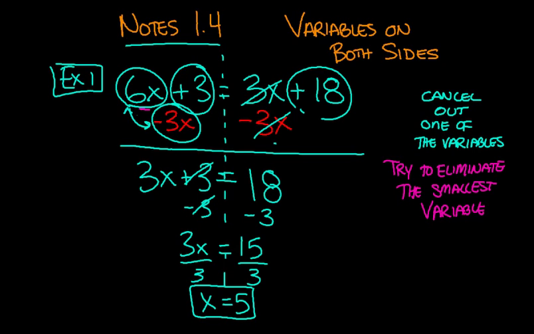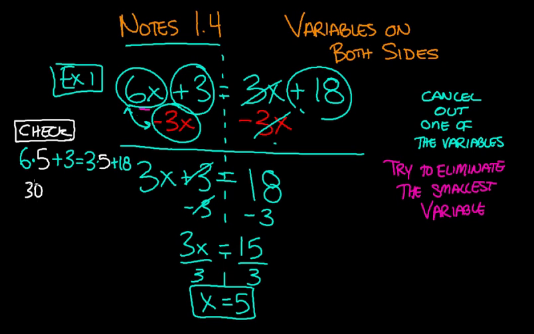If I want to check my work, to make sure it's okay, I substitute 5 in where the x is. So this turns into 6 times 5 plus 3, which should be the same as 3 times 5 plus 18. I'll do this all in one. So 6 times 5 is 30, plus 3. Is that the same as 15 plus 18? If I simplify that, that's 33. Over here, that's 33. Yay, it makes sense. It's a true statement.